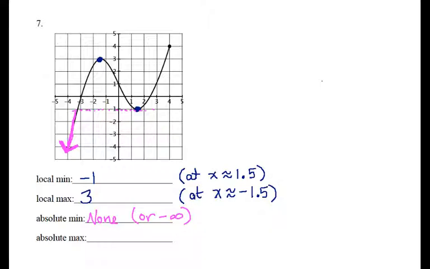For an absolute max, I have two possibilities. One is this local max I already identified. Another is this endpoint. I just need to compare them to see which is higher. I can see that the endpoint is higher and that the graph never goes higher than this point, and therefore I would say that my absolute max is 4.